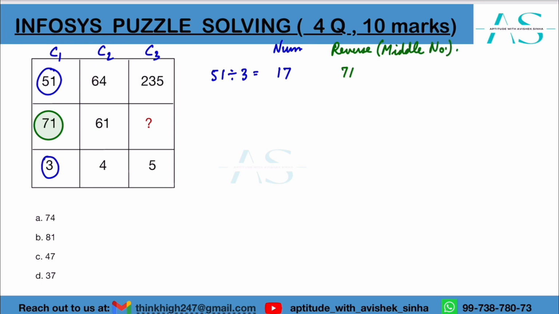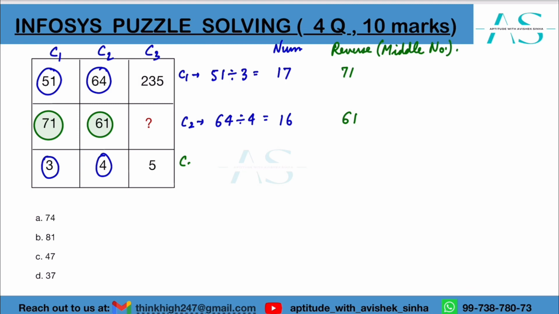This was column number 1. Let's repeat this for column number 2. So 64 divided by 4, it is 16. Taking the reverse, it would be 61. That should be the middle value. Yes, it follows, which means this could be my logic.